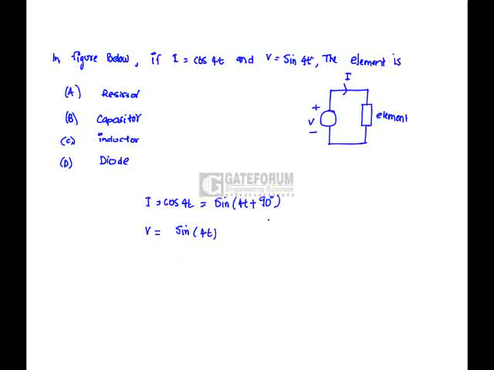Hence, the element must be a capacitor, because I is nothing but V by 1 by j omega C. That is V j omega C, meaning I is V omega C at an angle of 90 degrees. So the element must be a capacitor, which is option B.